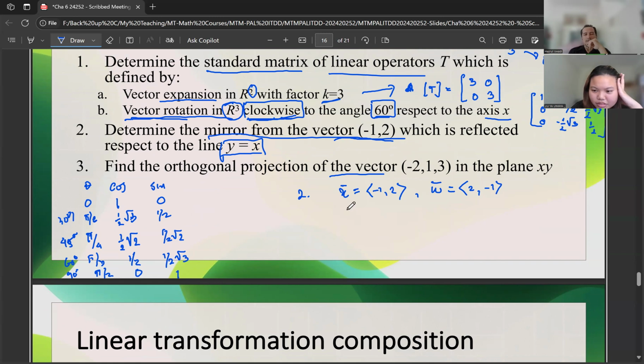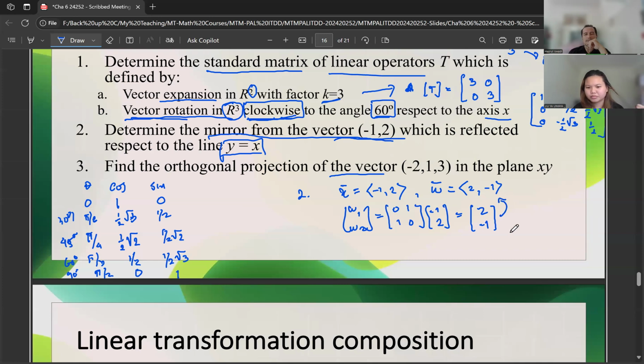Or by using the equation, we have that here y1, y2 is from the matrix 0, 1, 1, 0, and the x1, x2 will be -1, 2. Now we can multiply it. 0 times -1 will be 0, plus 1 times 2 will be 2. And this is 1 times -1 becomes -1, plus 0. So this is our result.